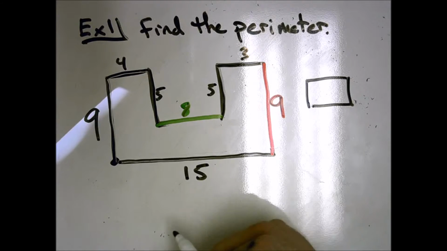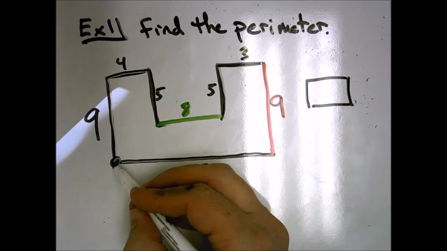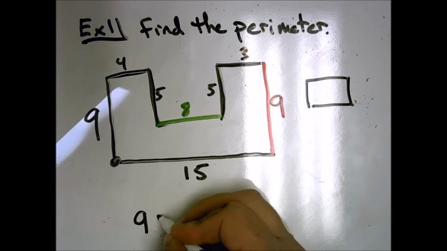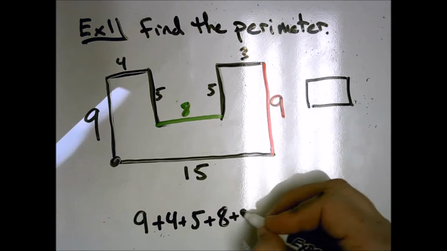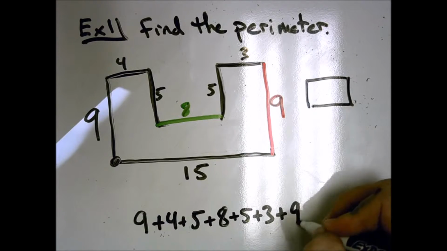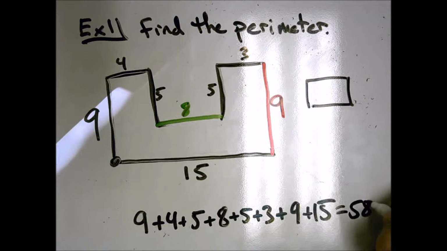And what I like to do to make sure I don't miss any is I pick a corner and I start going around. So I start here on this corner, start at 9 plus 4 plus 5 plus that 8 we found, plus 5 plus 3 plus the 9 we found, plus 15. Add all of those up. 13, 18, 26, 31, 40, 34, 43, 58 is our perimeter.